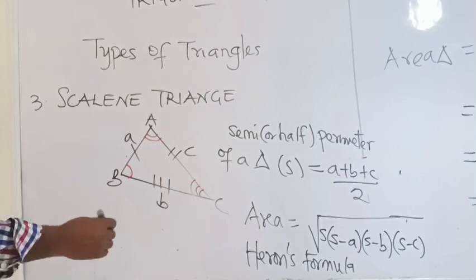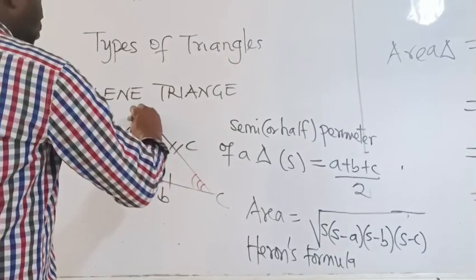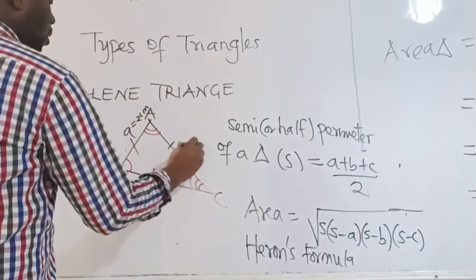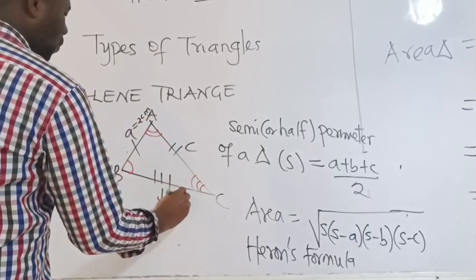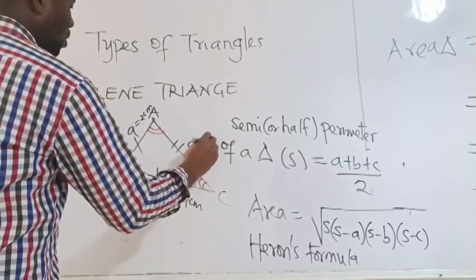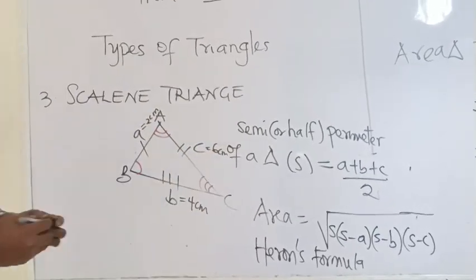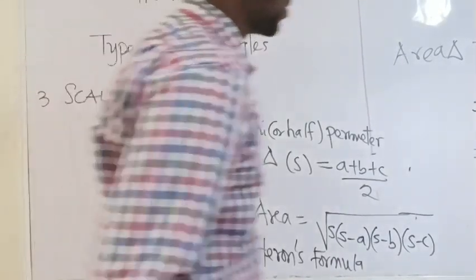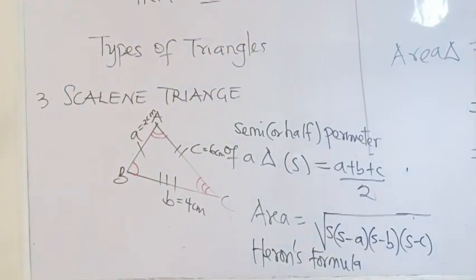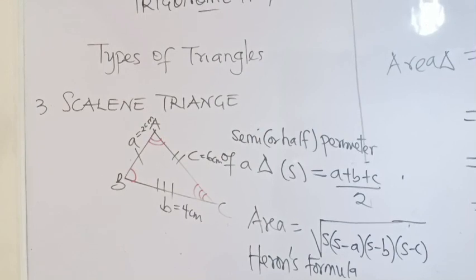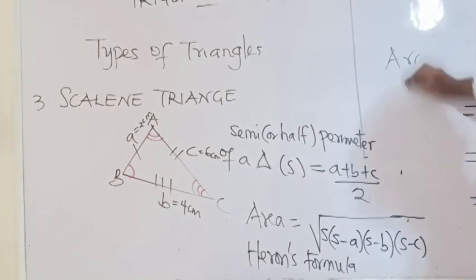All right, I need to stick in some values here. Okay, let's just number crunch a little. So let's say I have a 2 centimeter here for the side. Let's say this is 4 centimeter, and let's say this is 6 centimeter, right? So let's really talk about how we compute the area of this.